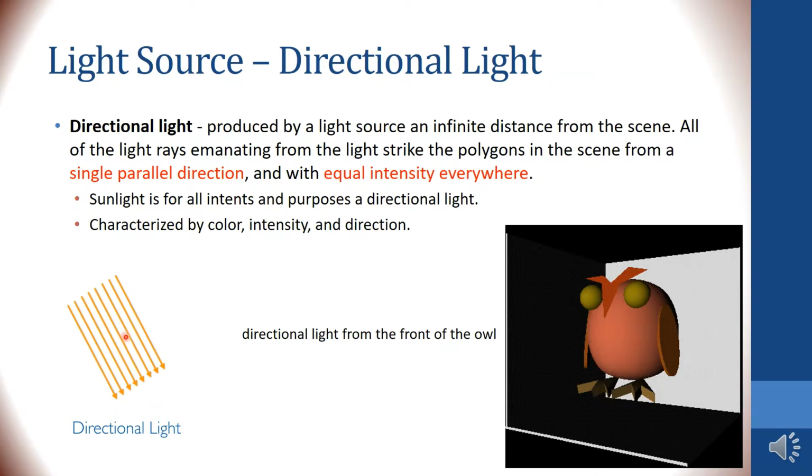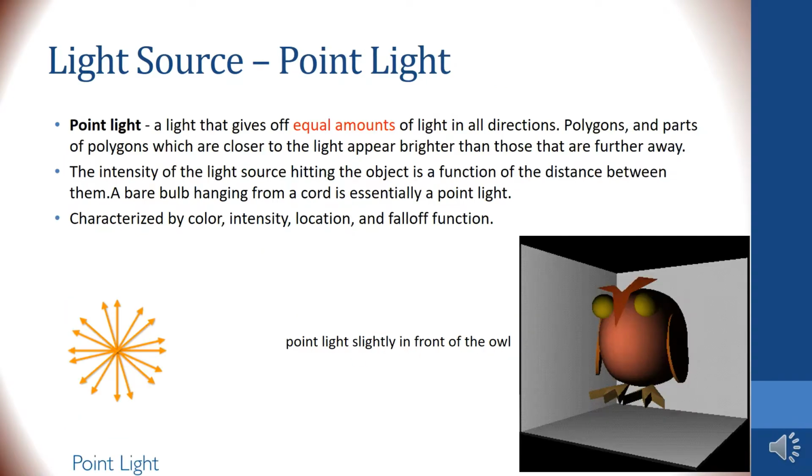This is an example of a 3D object that has a directional light from the front. The object here is an owl, and the directional light is coming directly from the front, so you have this kind of lighting on the owl. Directional light is based on the direction.